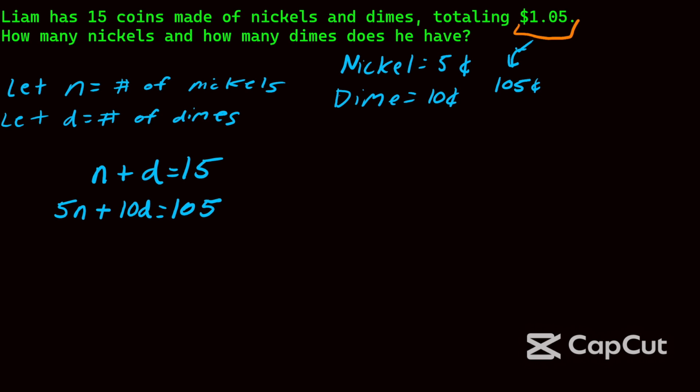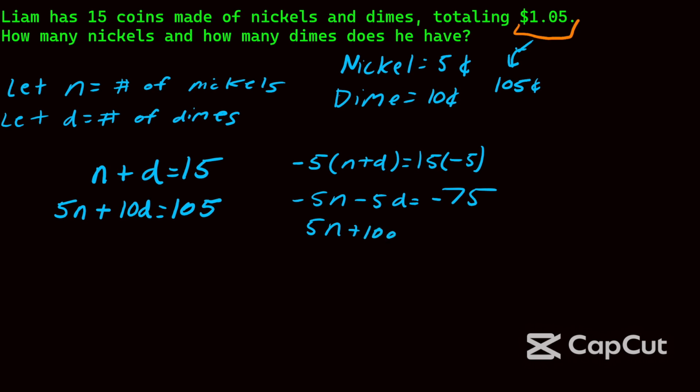Okay, now we have our equation. We just have to solve it. So top one, I'm going to multiply by -5, right? So I can cancel these out. So -5n minus 5d equals 15 times -5, which is -75. Okay, bring down the second equation. So 5n plus 10d equals 105.